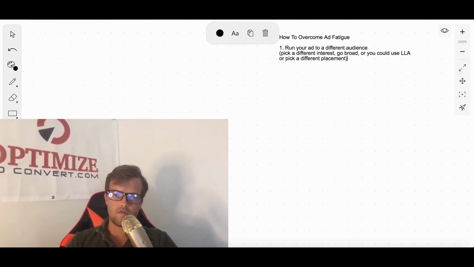So for example, if you've been running primarily on Instagram, or let's say that you've been running on the mobile news feed, for example, well, you could try to test out desktop traffic. If you've only been running on Facebook, then you could try to test out Instagram traffic. If you haven't tested different placements, test out the audience network, see how that does, right? So by simply just running your ad to a little bit of a different placement, you're going to basically reach different pockets of traffic.